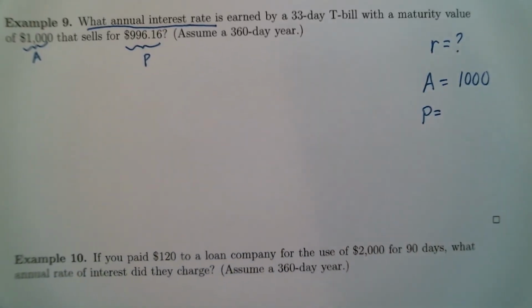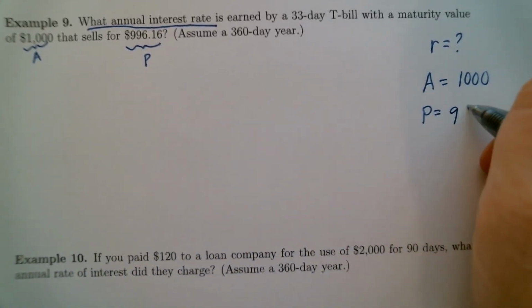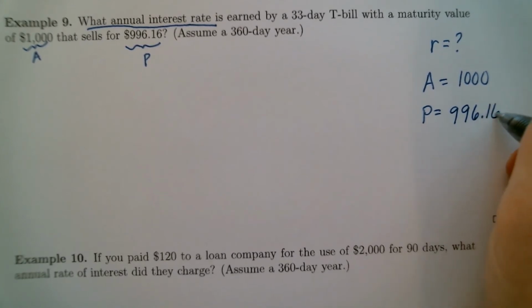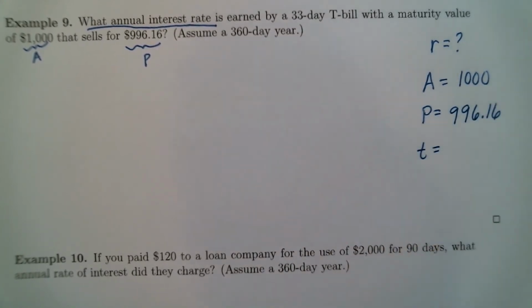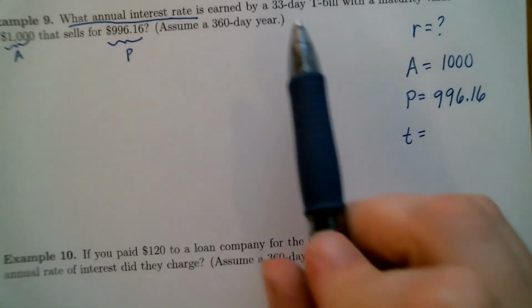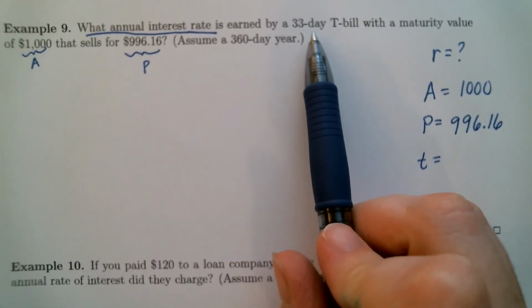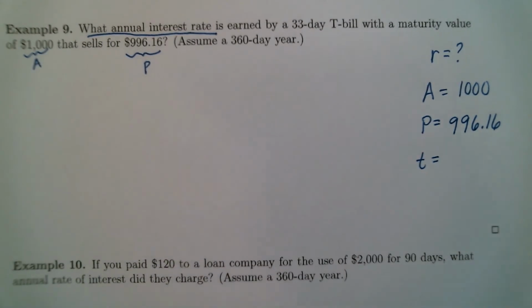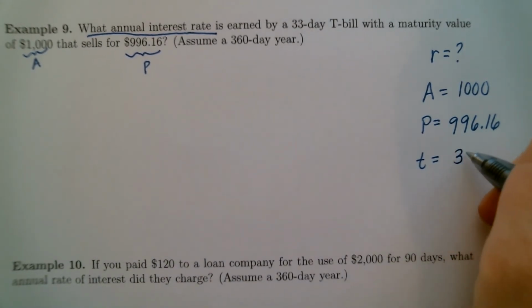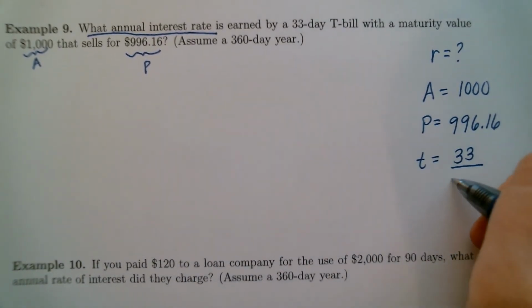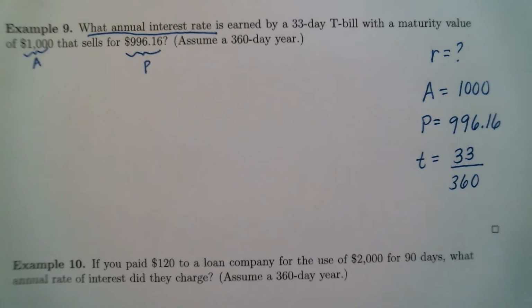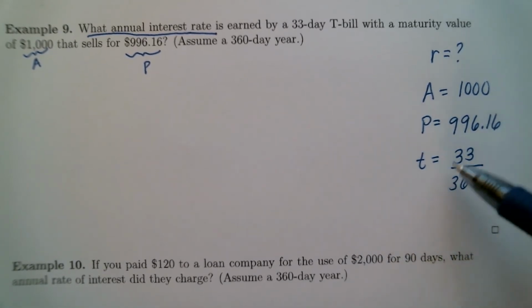So our p-value is going to be $996.16. Okay, we need the t-value. The time period here is 33 days. Remember, you have to convert that to a year value, so you're going to use 33 days out of how many days are in the year. You are told to assume a 360-day year here, so it's going to be 33 out of 360. These are all the variables you need.